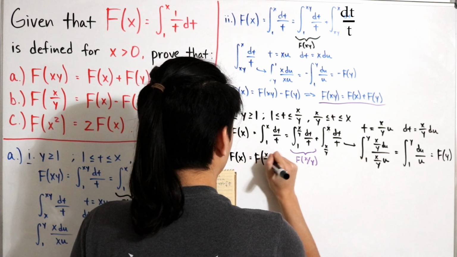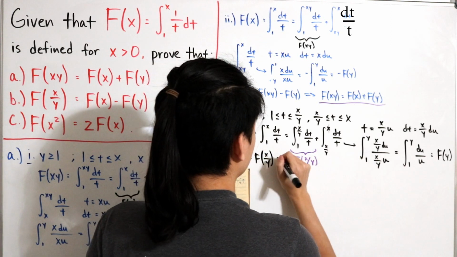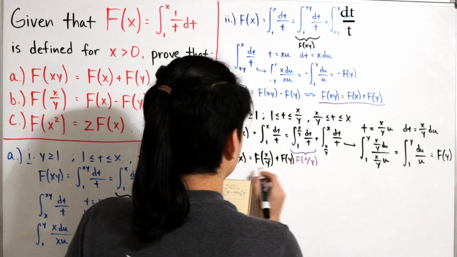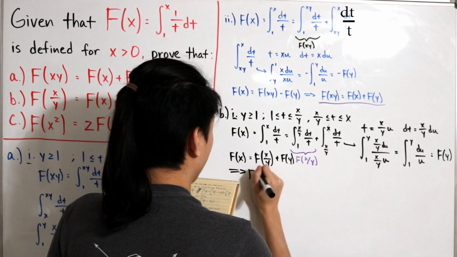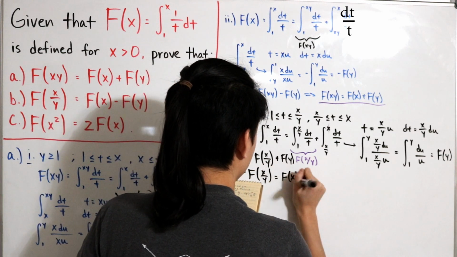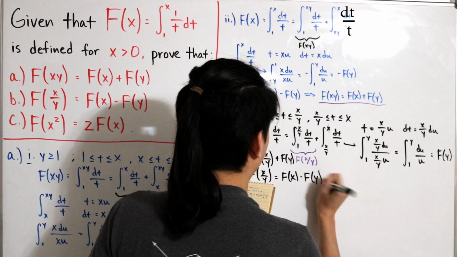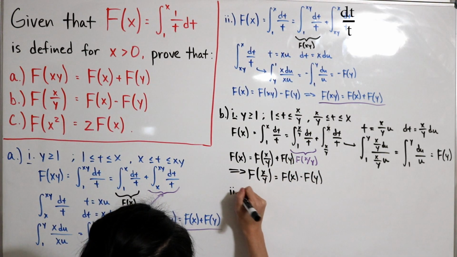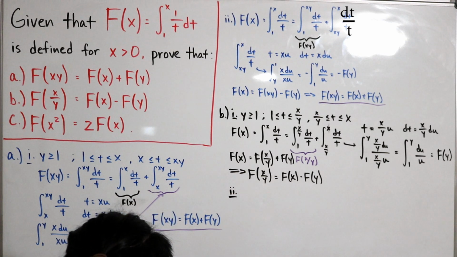So now f of x is equal to f of x over y added with f of y, then we can see that indeed f of x over y is equal to f of x minus f of y. So that's done. So now let's do the second case, which is dealing with y less than 1.